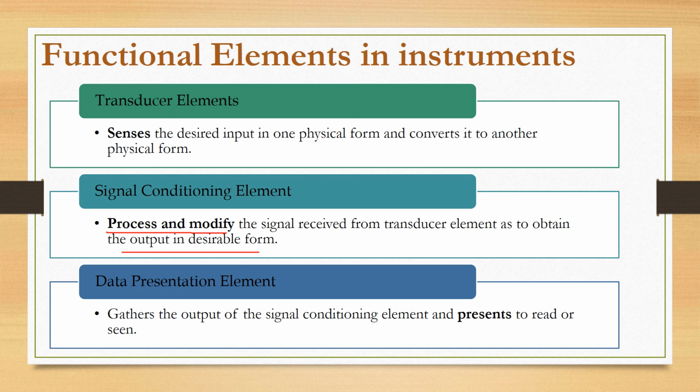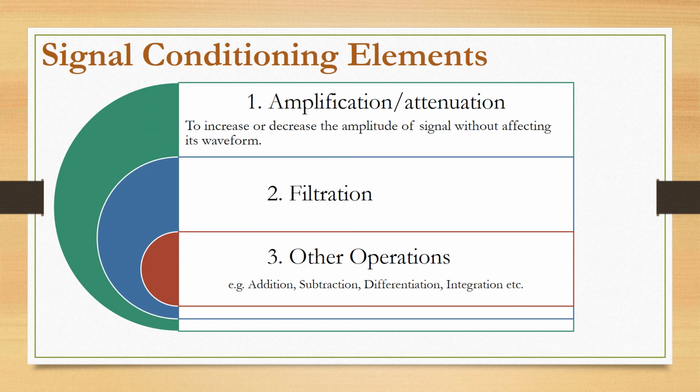Sometimes its magnitude is very small, so it needs amplification. Sometimes its magnitude is very large, so it needs attenuation. And sometimes the output contains a lot of noise, so it needs filtration, and so on. Now we will see what are the different functions that are performed by signal conditioning elements.